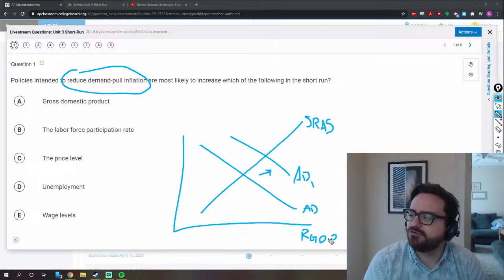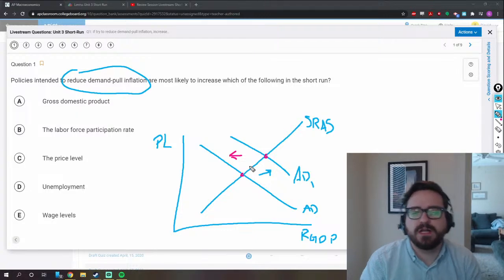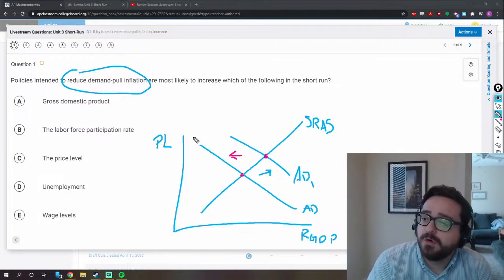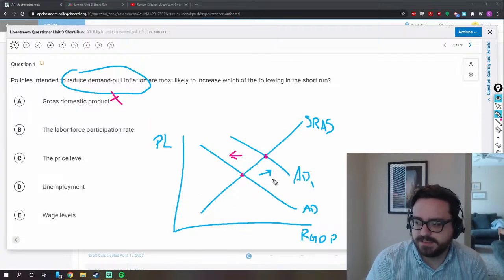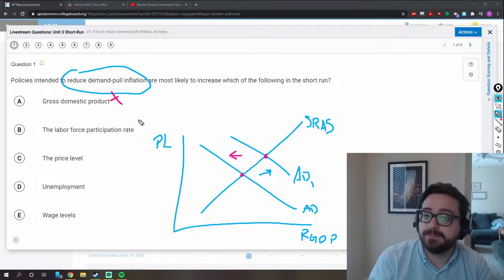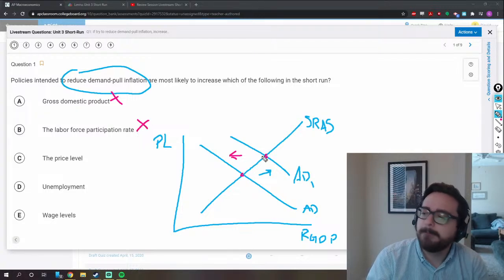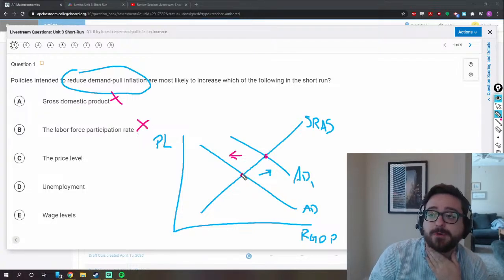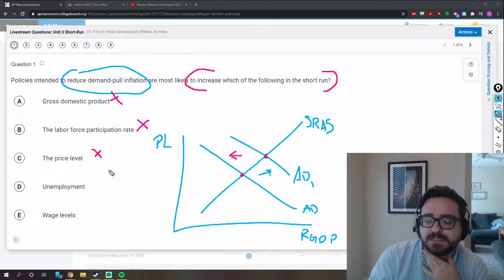Are going to increase which of the following. So if I get rid of this, if I fix it, if I have it go back. So we were here, and now we're going back to here because they're reducing it. They're getting rid of the demand pull inflation. What would that increase? Would it increase GDP going from here to here? No, because it's going down. Labor force participation rate. I have no idea how I would be able to tell that off of this graph, so no. Price level. Price level is going down. It says to increase which of the following, so that's not correct.